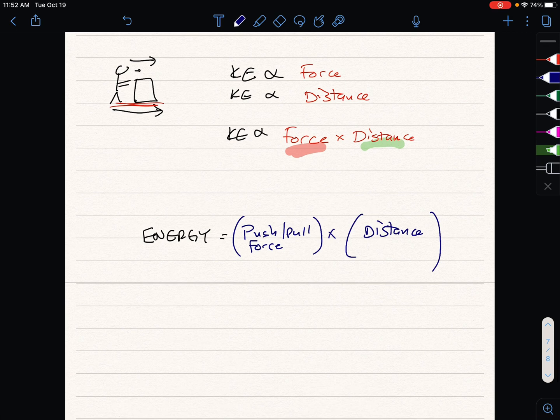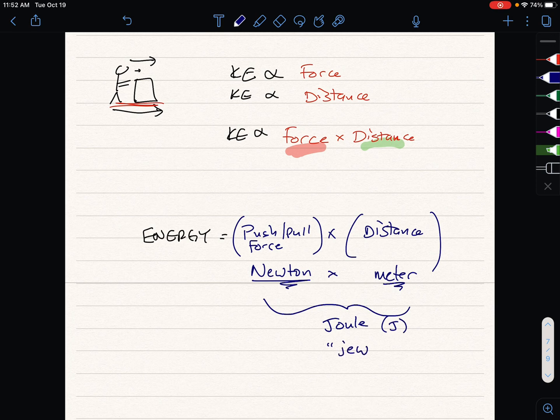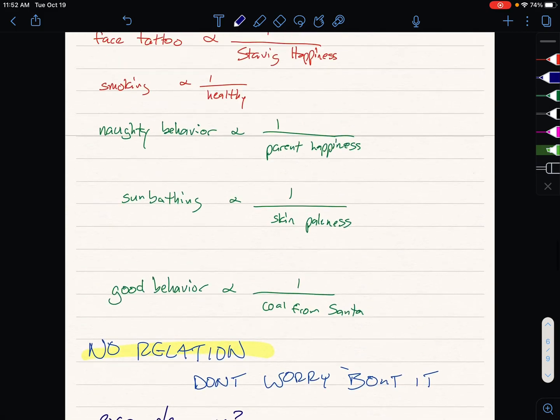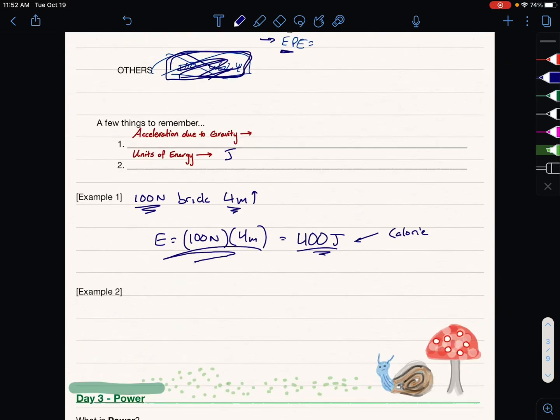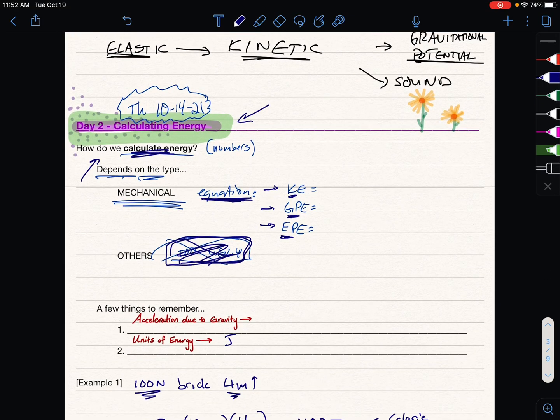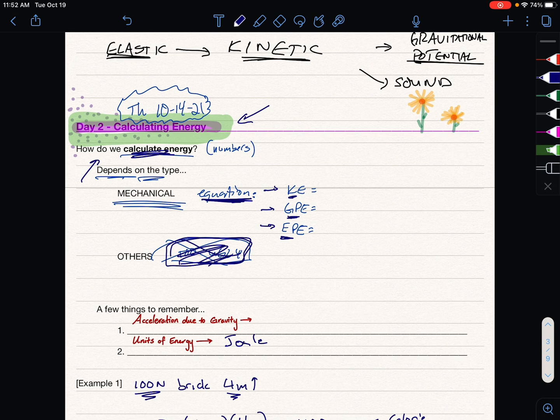So the unit for force is, of course, going to be the Newton, named after Sir Isaac Newton. And the unit for distance in the metric system is going to be the meter. And so the unit for energy is simply going to be a Newton times a meter. And that's terrible, and we don't like that, so we gave it a nickname. We named it after another scientist by the name of James Prescott Joule. We abbreviate this thing with the capital J, but it's pronounced like a precious gem, like a jewel. So when I come back up here to finish the notes, the unit of energy is going to be the joule.